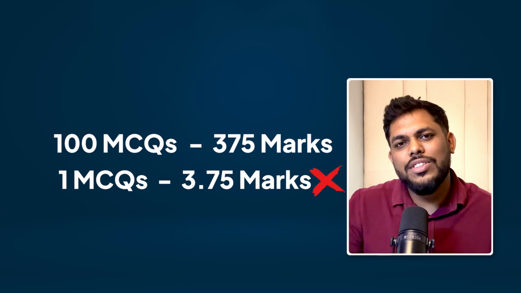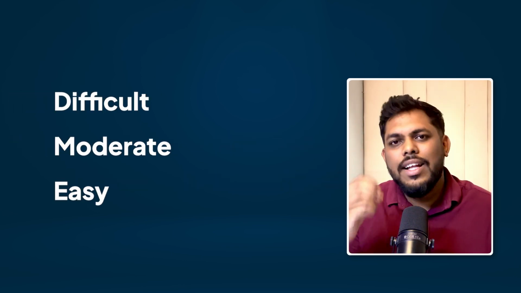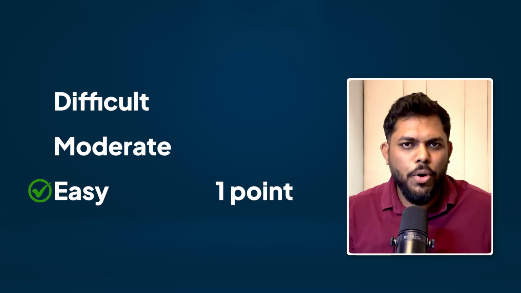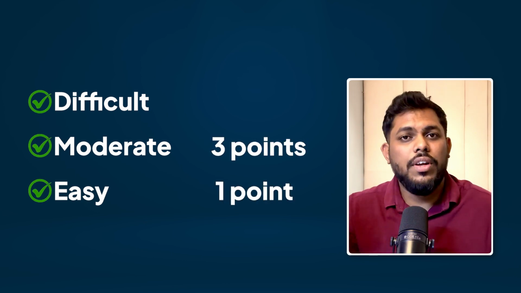Let's categorize the questions into 3 buckets. One would be difficult, second would be moderate, and third one would be easy. Let's say someone gets an easy question correct, so 1 point. For moderate, 3 points. For difficult, 5 points. Okay, it's all assumption.